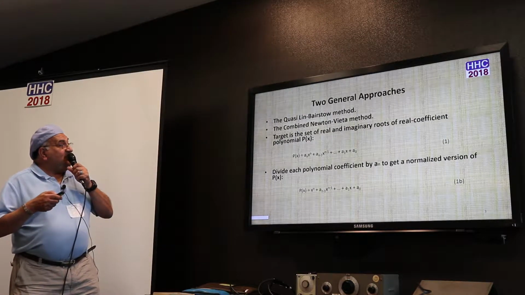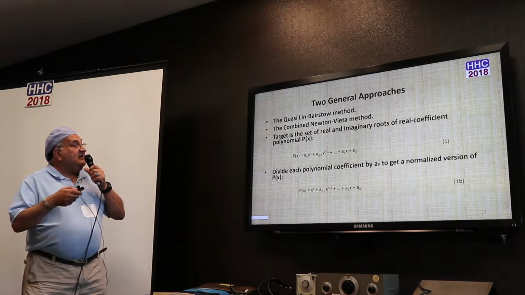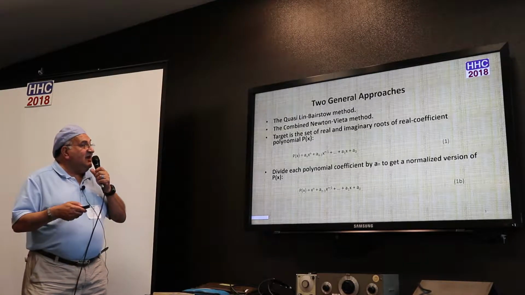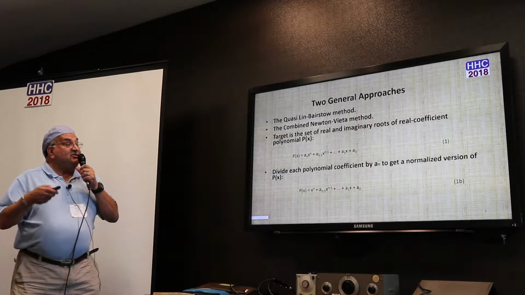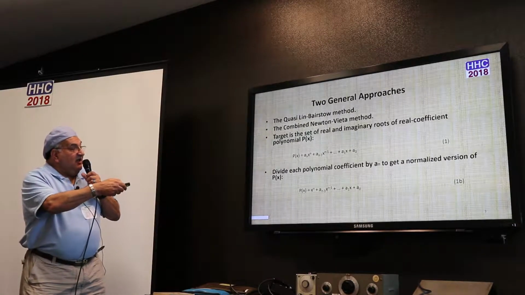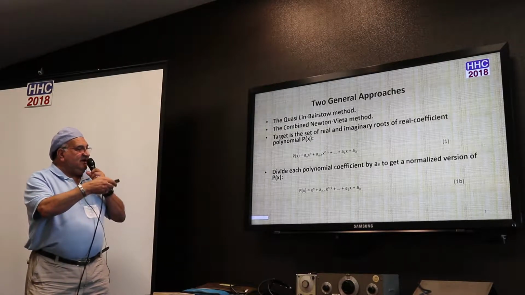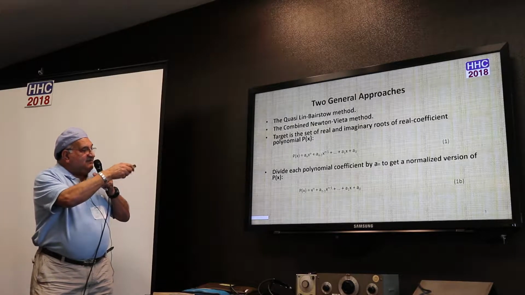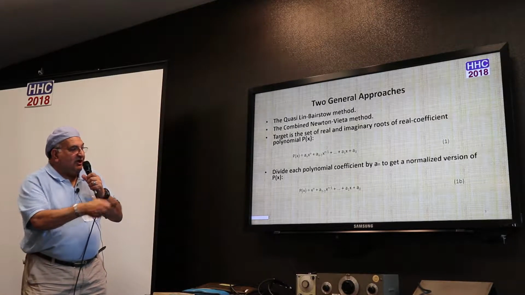Now, I have two general approaches. The first one is the quasi-Lin-Bairstow method, and the second one is the combined Newton-Vieta method. That's what I'm calling it. My target is the set of real and imaginary roots in real coefficient polynomials, and equation 1 shows you a typical general one. To make things a little bit easier, we divide all the coefficients by a sub n to simplify the polynomial a little bit, as shown in equation 1b.